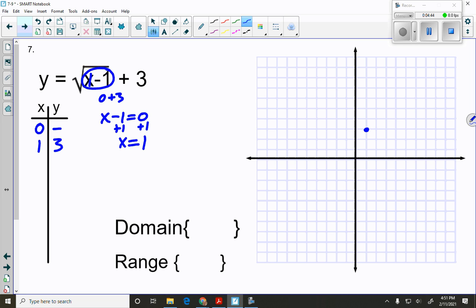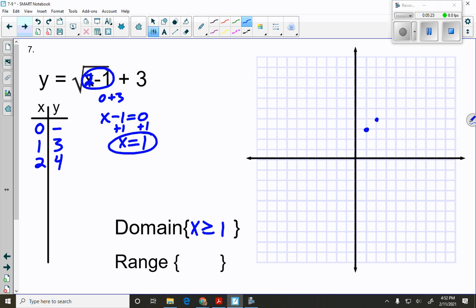Now, for the domain, I can pick bigger numbers. I can pick numbers like 2. I can go 2 minus 1 is 1. Square root of 1 is still 1. 1 plus 3 is 4. And I can still plot these points. Anything bigger than that, no problem. So your domain starts at this point. How do I write my domain? I'm going to say that my domain, x, has to be greater than or equal to 1, because when I found what's under the square root, that's the limiting factor.